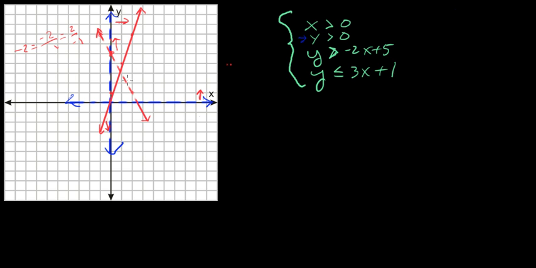If I go above this dotted line here and below the solid line here, then I'm shading this region right in here. And you notice that I didn't even need the one that says x is greater than 0, because the shaded region doesn't go to the left of where these two lines intersect. But that's okay. We can keep that there. It doesn't matter.